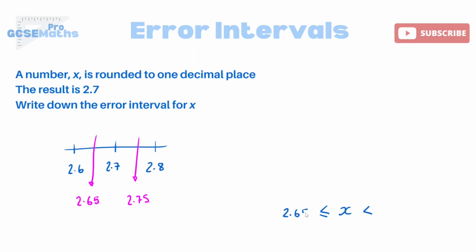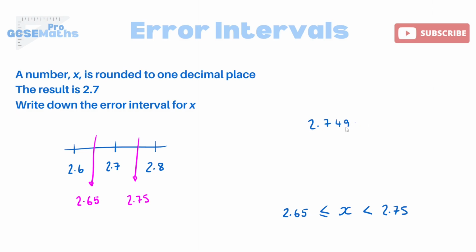2.65 would go here. So I'm saying that x, the number, is anything greater than or also could be equal to 2.65 because 2.65 would round up, that's fine. But then no more than the 2.75, so it's not equal to 2.75, is it? Because as we said, that would round up. It's just less than 2.75, so that accounts for, let's say, 2.749.